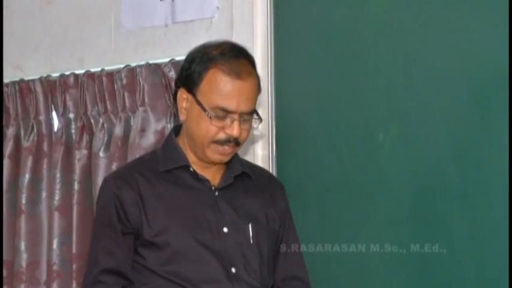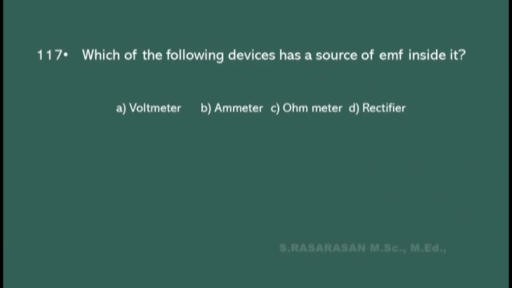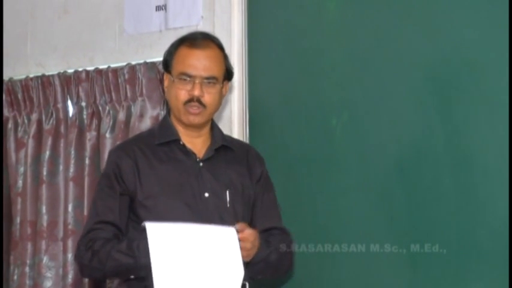Next, 117. Which of the following devices has a source of EMF inside it? Source of EMF may be a battery, primary cell or secondary cell, or even a generator, AC generator, or even a thermocouple. Whatever produces EMF is a source of EMF.